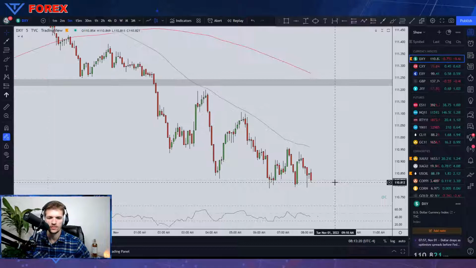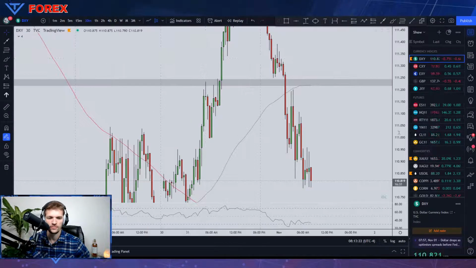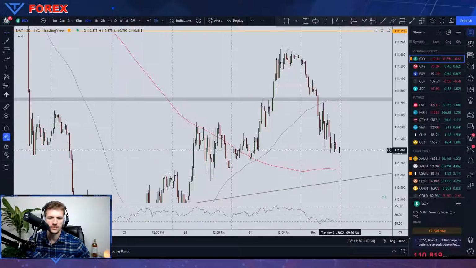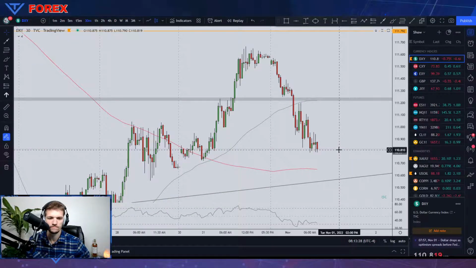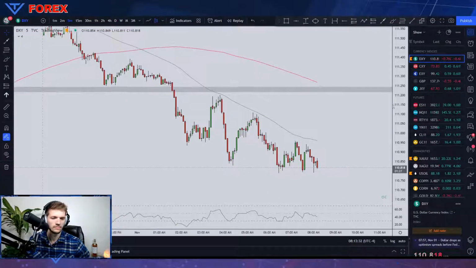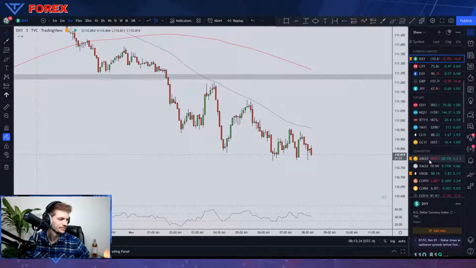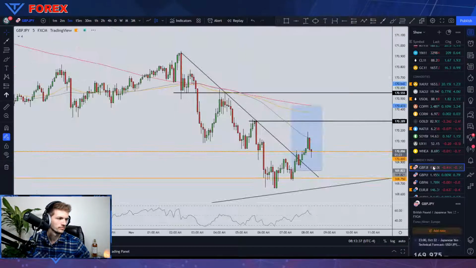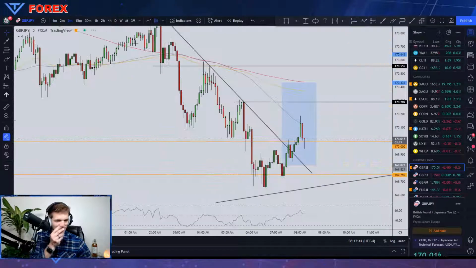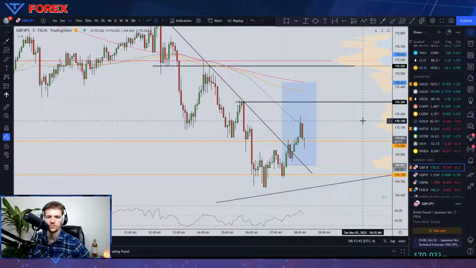Dixie really at this quadruple bottom here. Dixie's really trying to hold 110.8. Good. I like this pound yen. Retest of 170, fake out, and now we're going to continue on up.